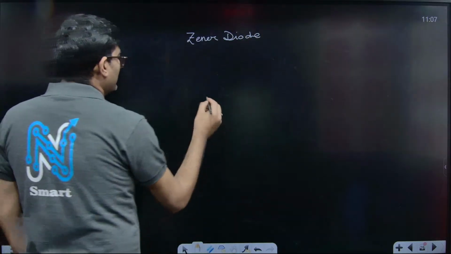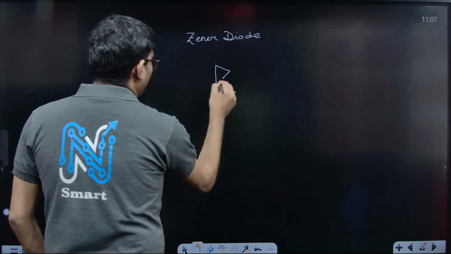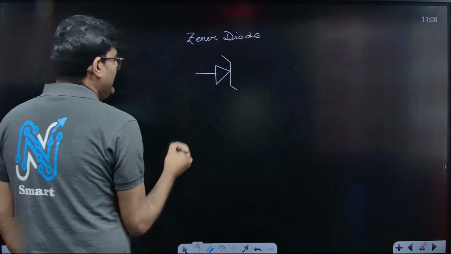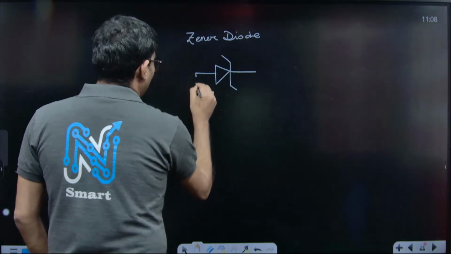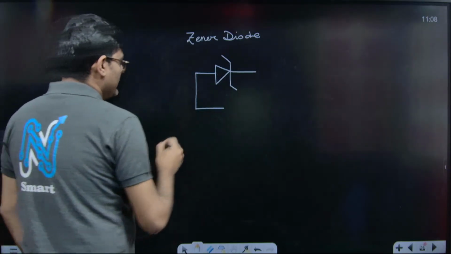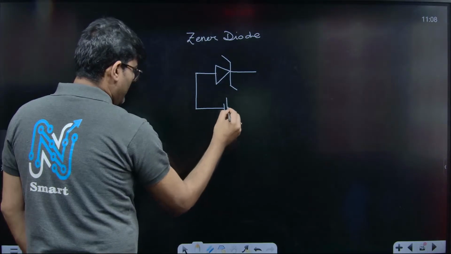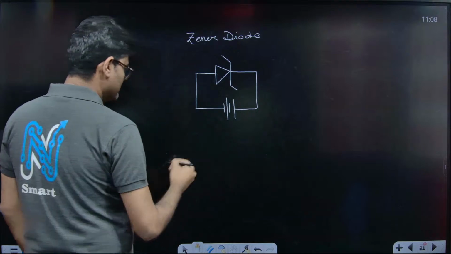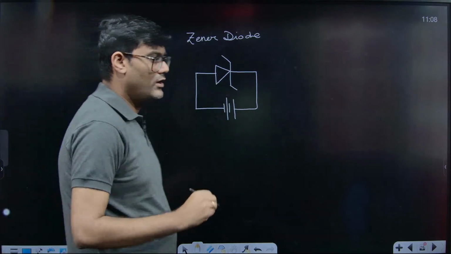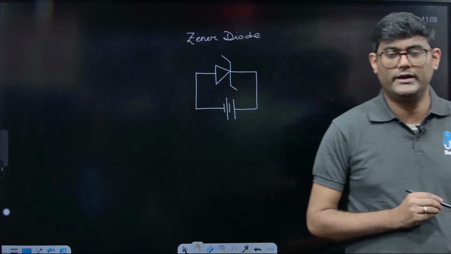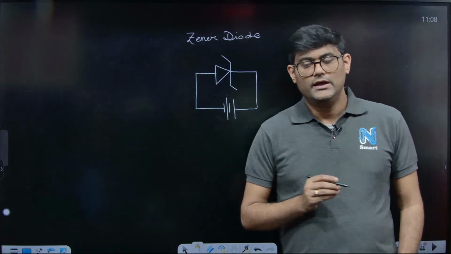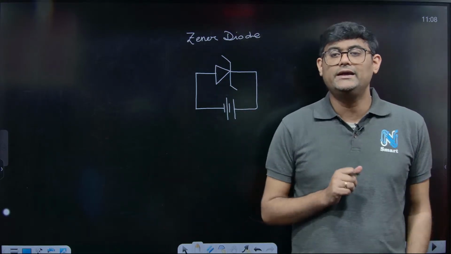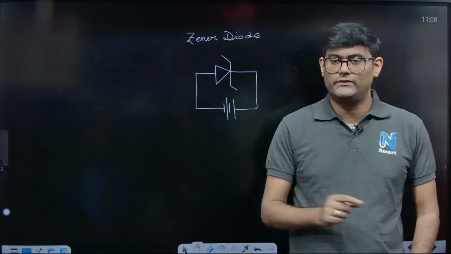Zener diode is represented by this diode symbol with a certain modification on the N side like this, and as it always works in a reverse bias condition, we have connected its P side to the negative terminal and the N side to the positive terminal of the battery. This is the symbol of Zener diode. Zener diode always works in reverse bias condition and the most useful property of Zener diode is that it maintains a constant potential difference across its terminals.